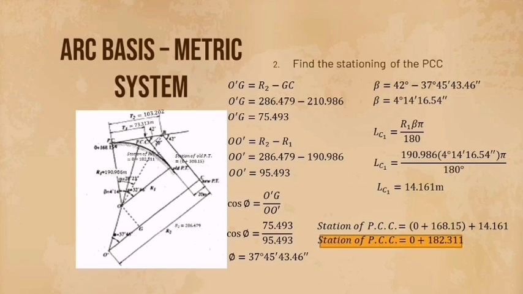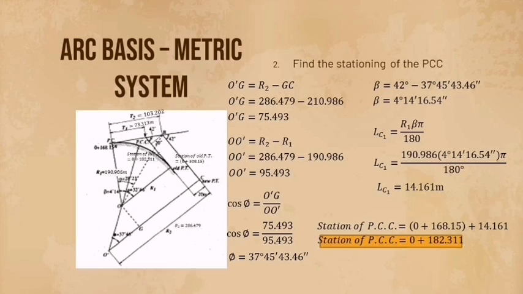For the OG equals radius 2 minus GC. So the value of our R2 is 286.479, and for the GC is 210.986. If we subtract them, we'll get the answer of 75.493.